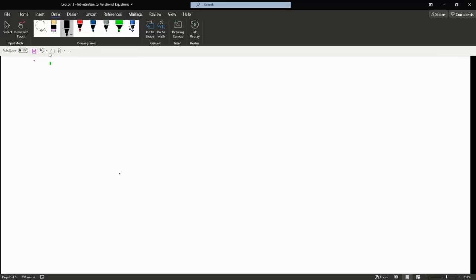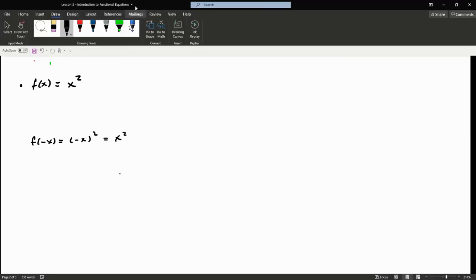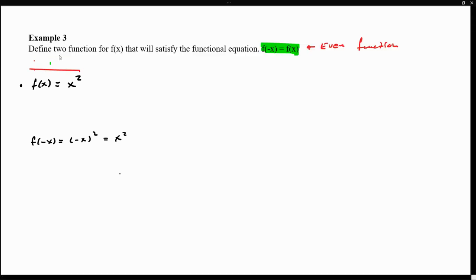So therefore, if I define f of x as x squared, notice that it will satisfy this condition. Well, let's just do it real quick. f of negative x is just negative x to the second, but any variable, if it's positive or negative, raised to the second, is always positive, so therefore it's just x to the second. So now notice that this even function, x squared, satisfies this condition, so therefore this is one of my solutions.